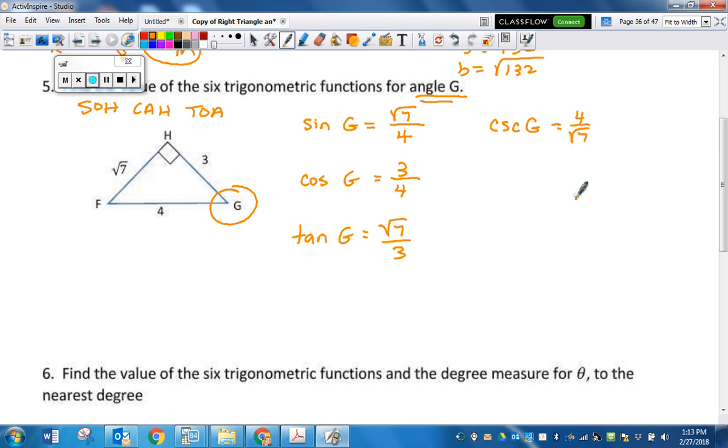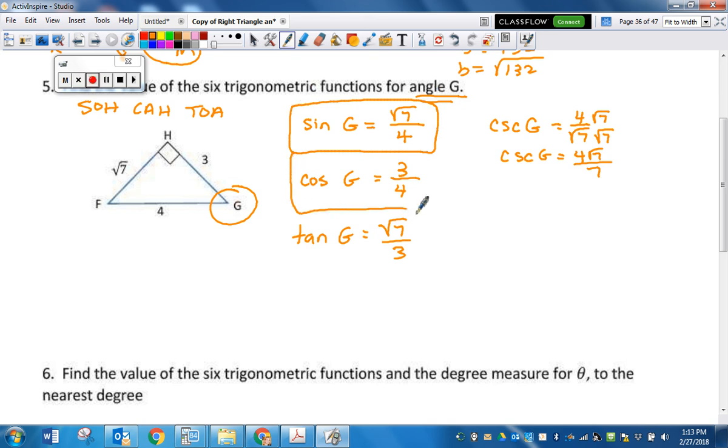However, can we leave a radical in the denominator? No. So what do we have to do? Same stuff we've done before, rationalize. Multiply top and bottom by radical 7. So cosecant of G is actually 4 radical 7 over 7. Final answer. So here's my sine of G, here's my cosine, this is my answer. Final answer here, 4 radical 7 over 7.